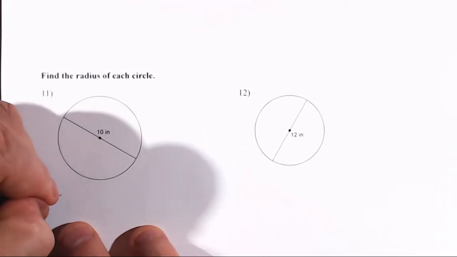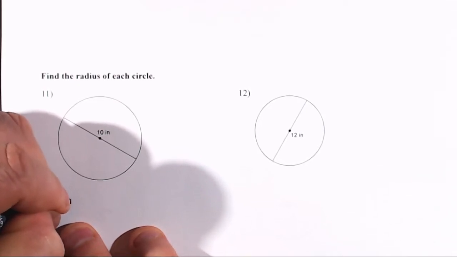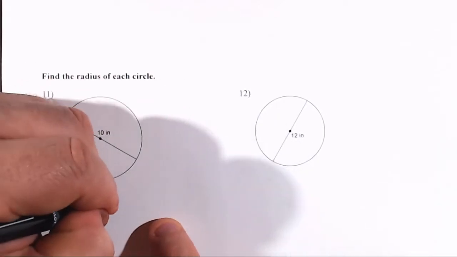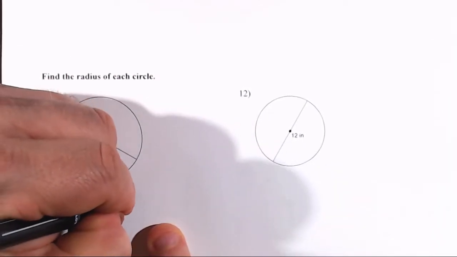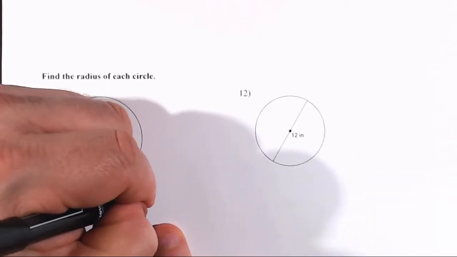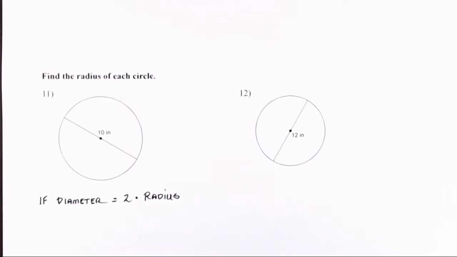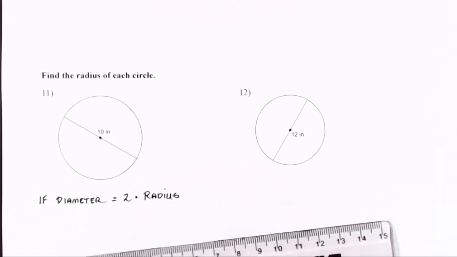If diameter equals 2 times radius, okay? Now, so that's our conjecture. If the diameter equals 2 times the radius, what is the radius? Okay? Now, if you know this off the top of your head, that's one thing. But actually solving for the radius is another thing.